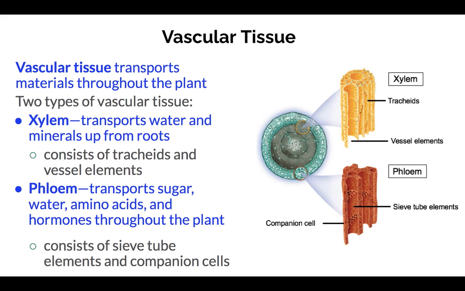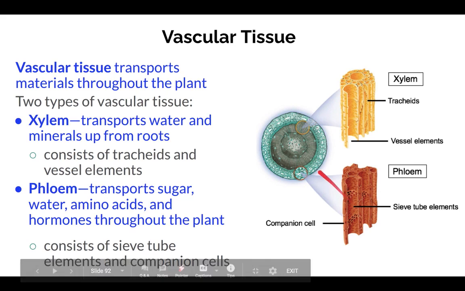The xylem transports water and minerals from the roots, and the phloem transports sugar, water, amino acids, and hormones throughout the plant. So here's a cross-section of a plant, and you can see here the xylem and the phloem.